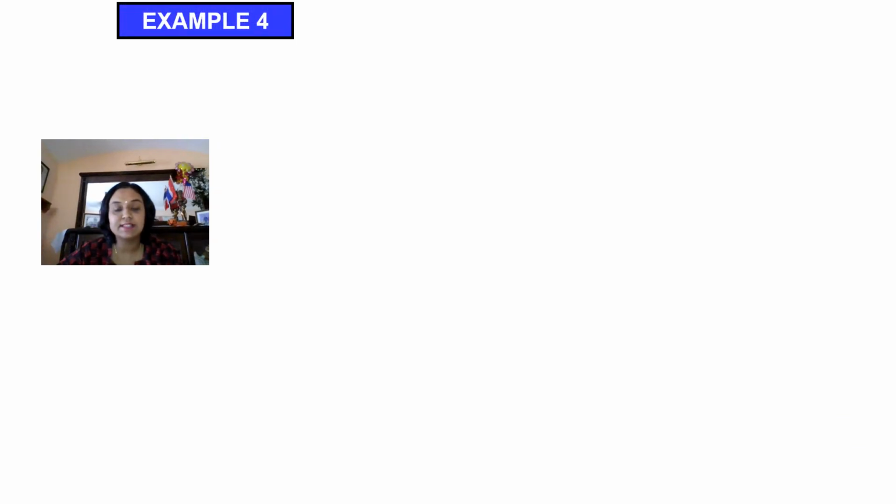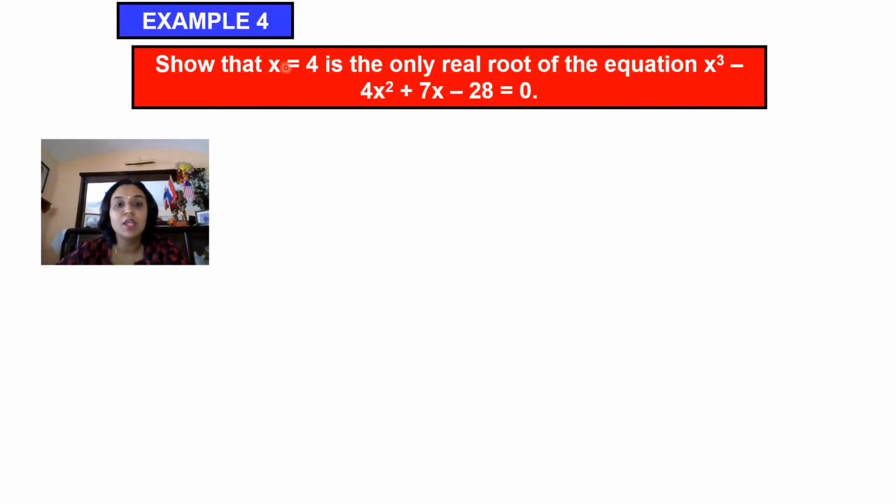Now let's look at the next example. Show that x equals 4 is the only real root of the equation of this polynomial. So how do we show that? The only real root? The easiest way would be if you substitute 4 into here, the end result will be actually a 0. So that is basically the root. But that just proves that x equals 4 is a root. We want to prove that it's the only root.